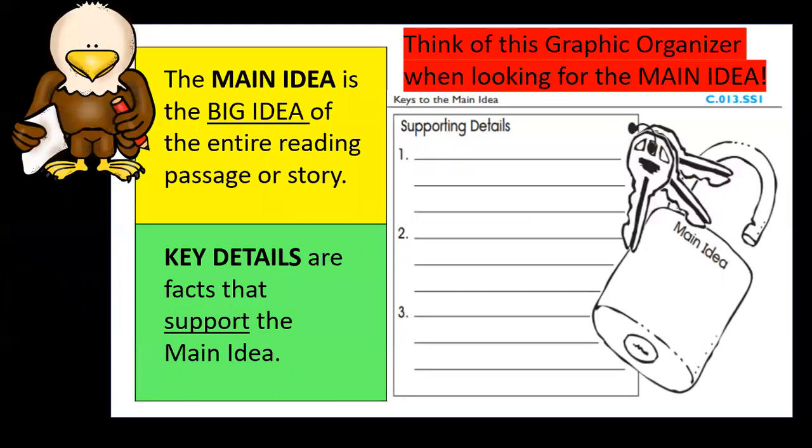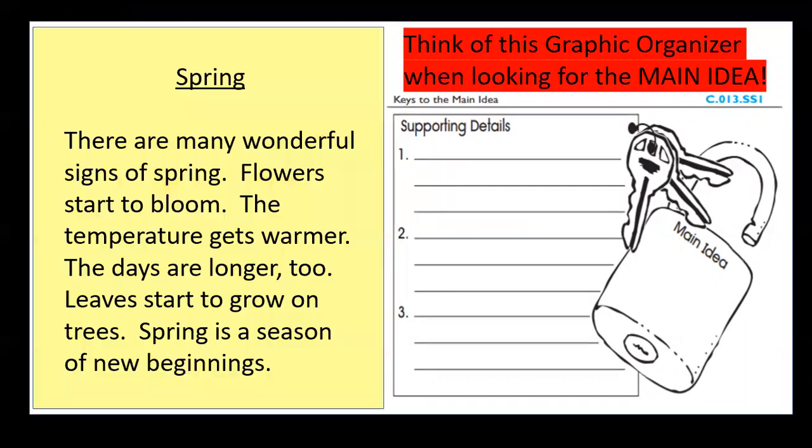So these are some words you need to know when you're looking for the main idea. The main idea is the big idea of the entire reading passage or the story. Key details are facts that support that main idea. Think of this graphic organizer when you're looking for the main idea. I see a lock and keys. The key details are the keys that open up the main idea or the big idea that unlocks the whole purpose of that passage or the meaning of the passage.